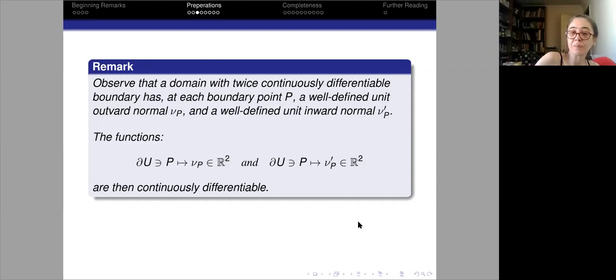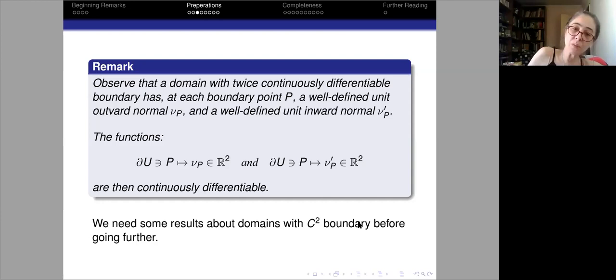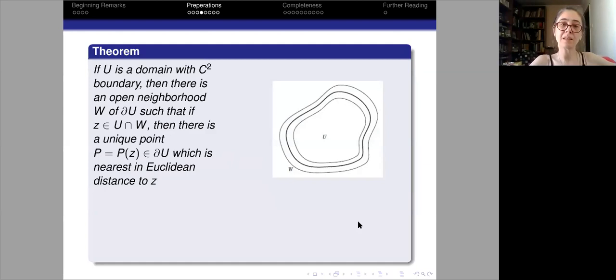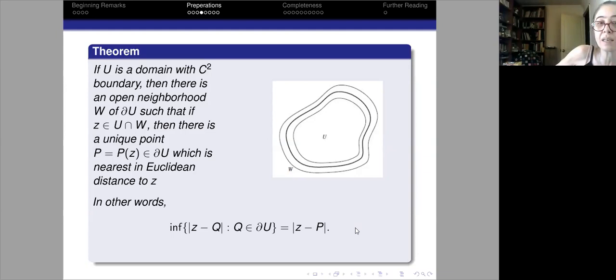Now we need some results about domains with C2 boundary before going further, so let's briefly discuss them. First of all, if you take a domain U with C2 boundary, then there is an open neighborhood W of the boundary of U, such that if Z is in the intersection of U with this neighborhood, then there is a unique point P on the boundary of U which is nearest in Euclidean distance to Z. This means that when you take this infimum, there is a point on the boundary which gives you the distance from your point Z to the boundary. We call W a tubular neighborhood of the boundary.